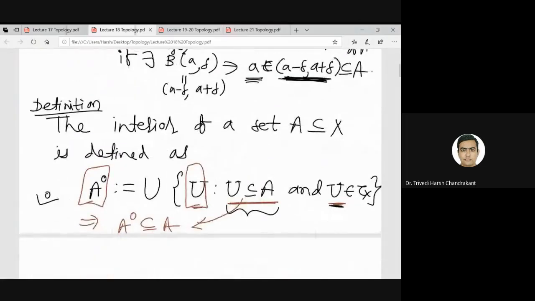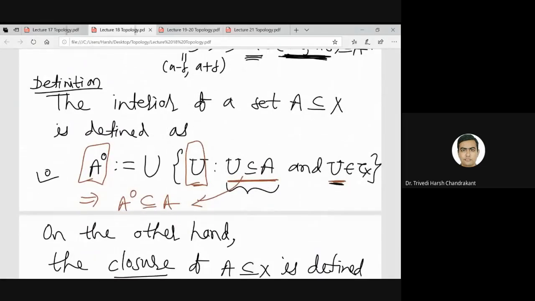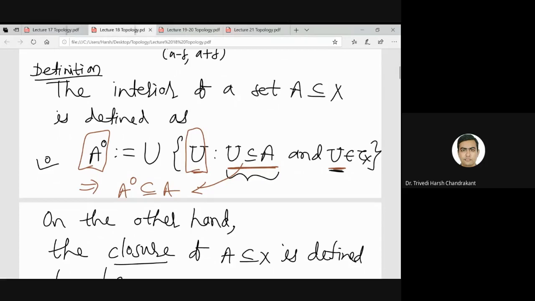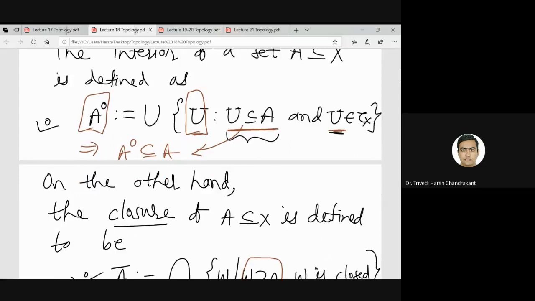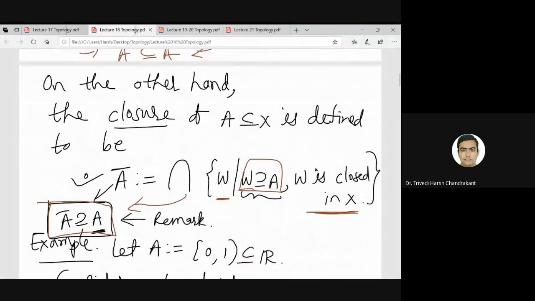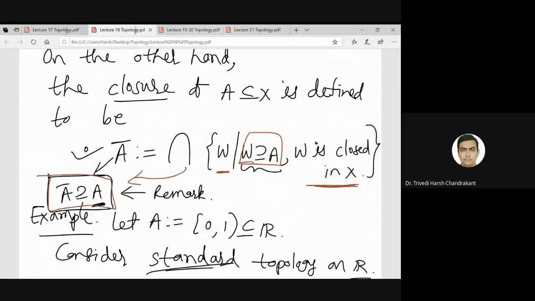And we discussed the interior and closure of a set. If A is a subset of X, then the interior of A is defined as the union of the open sets contained in A, and the closure of A is defined as the intersection of all closed sets which contain A.